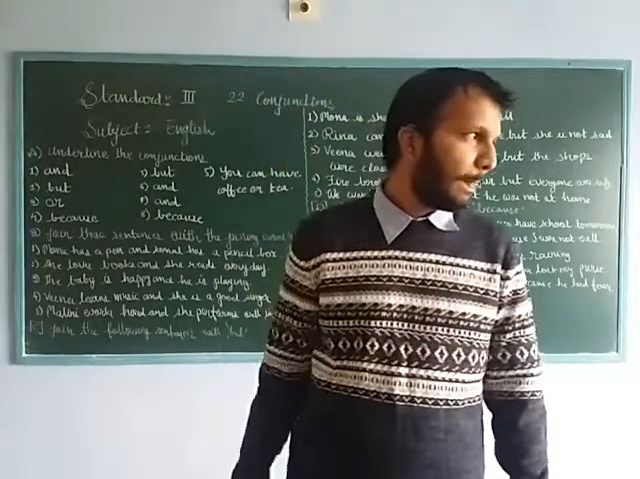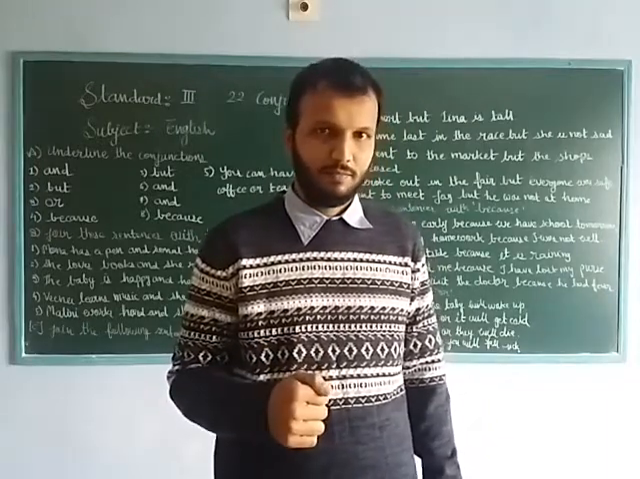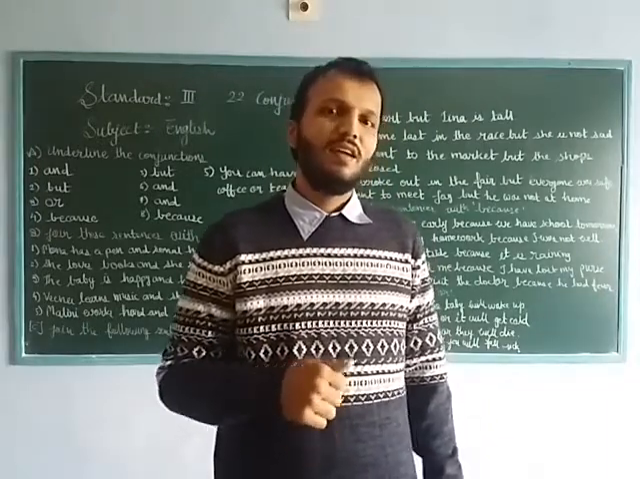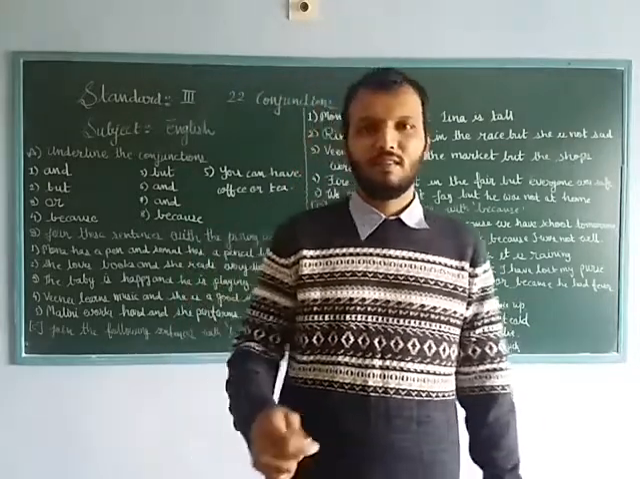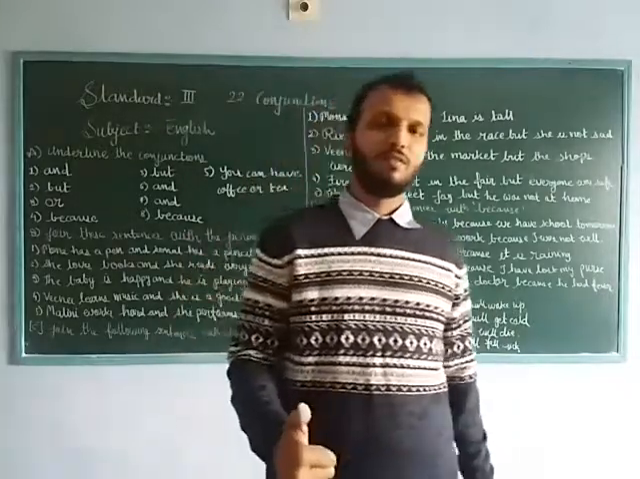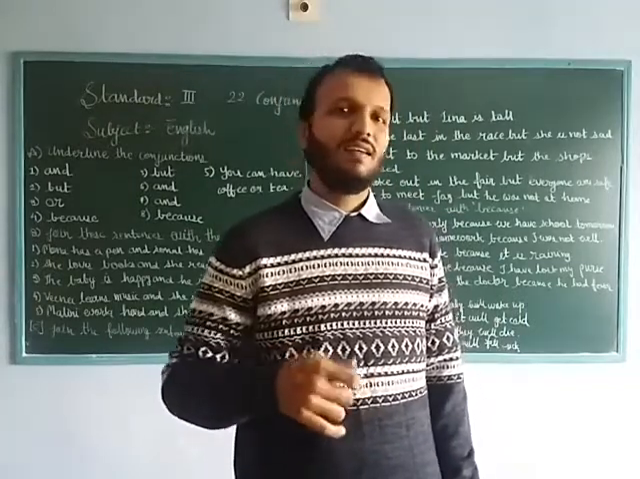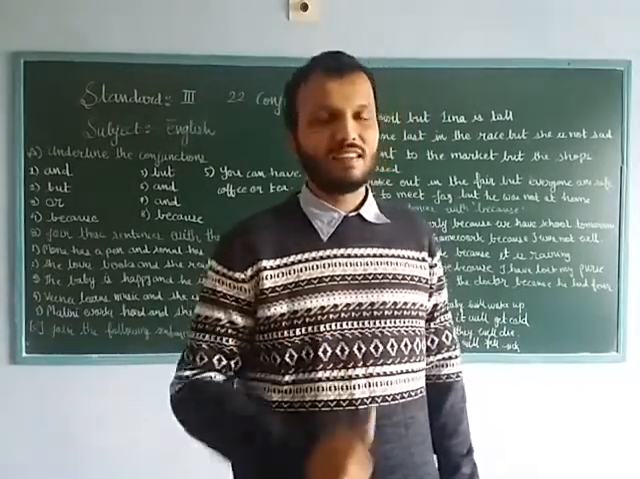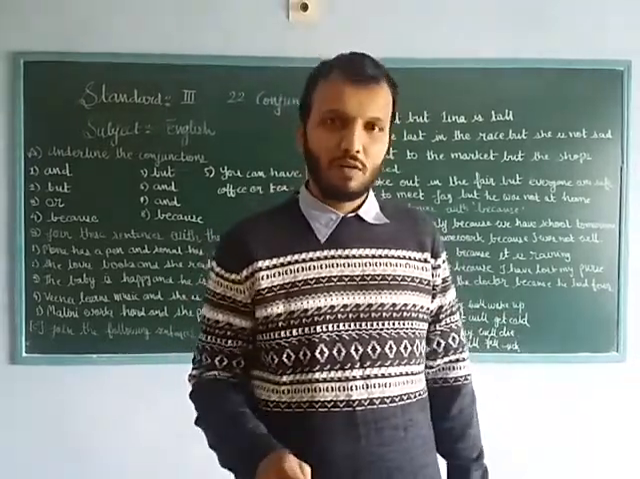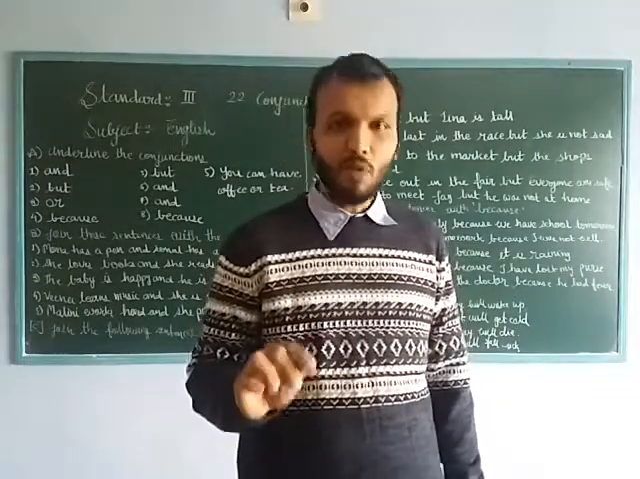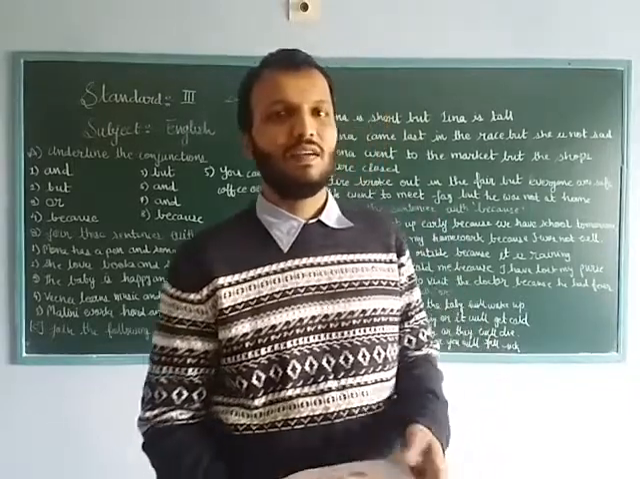For example, I have a pen. Second sentence, I have a book. So if I want to join both sentences, I have a book, I have a pen, then I can use "and" as a conjunction. So the answer will be like this: I have a book and a pen. Okay, so this is the way we can use the conjunction.